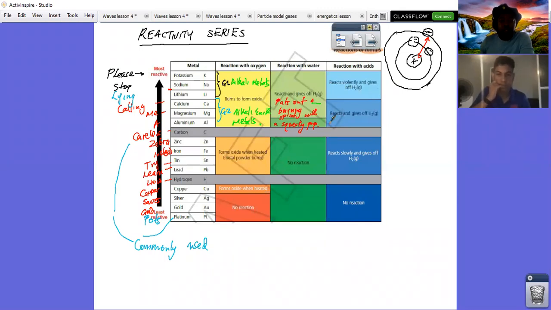Okay, there was also in the other case as well, zinc, iron, tin, lead, when they react with oxygen, they all form oxides when heated, okay, and the metal powder burns. With water, there's no reaction, worth remembering that, okay.